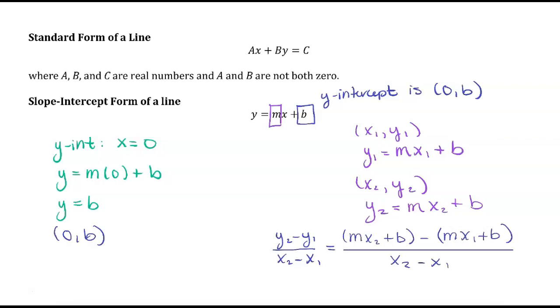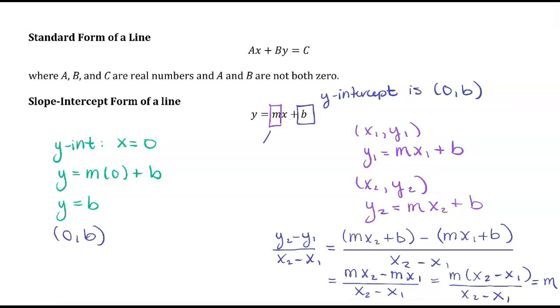Let's substitute for y1 and y2 what we just wrote above. Distributing that negative in the numerator and then simplifying, you'll notice that the b's will cancel out and we're left with mx2 minus mx1 over x2 minus x1. At this point, we can factor out the m, which is doing the distributive property in reverse. And once we're done simplifying, we just have m. That is, the slope between any 2 points on this line is m. So having this in slope-intercept form quickly gives us the slope and the y-intercept.